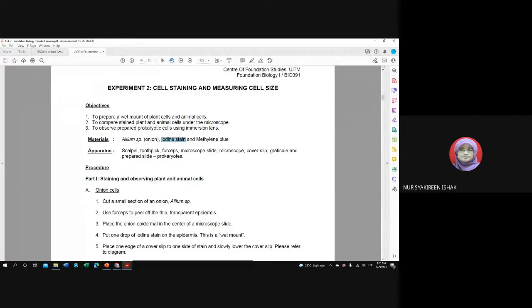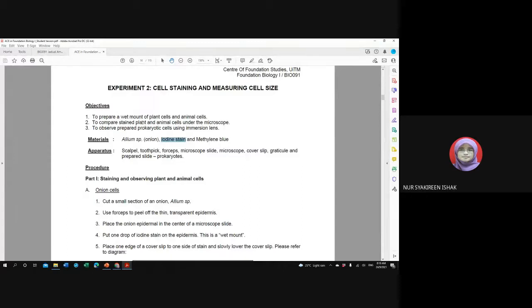Okay, so that's why we call it a wet mount. Any excess liquid on the microscope slide, you have to wipe off. The purpose of wiping off this excess fluid is so that when you are observing under the microscope, the excess fluid from the iodine and also the methylene blue will not touch the lens and cause the lens of the microscope to be contaminated.